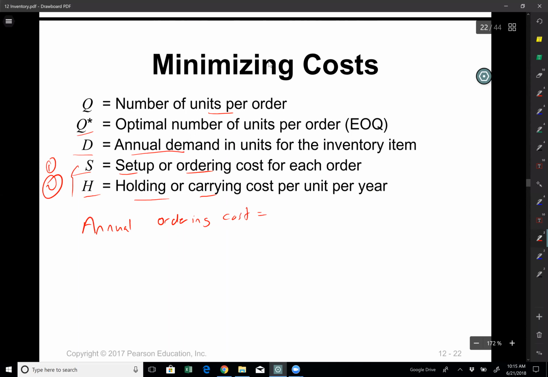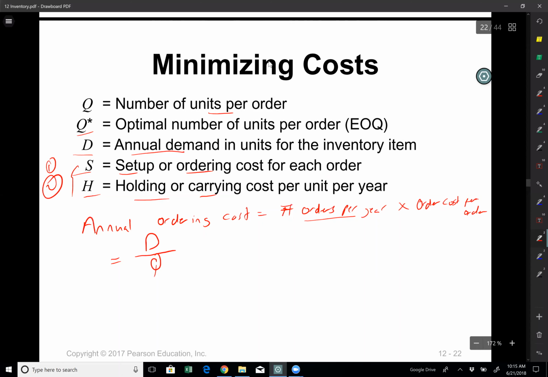It is quite simple. I could multiply number of orders per year times, I could multiply this value by order cost per order. Okay. So how would I calculate number of orders per year? Basically, annual demand, which is D, over number of units ordered, which is Q. D over Q will give me that value.